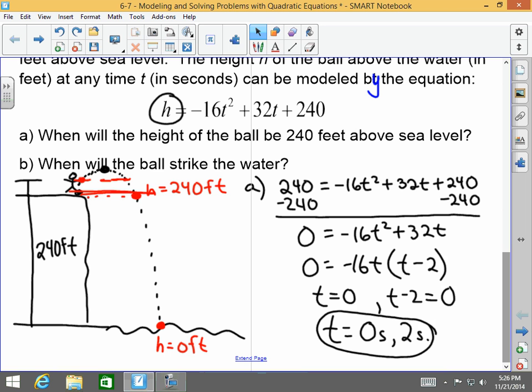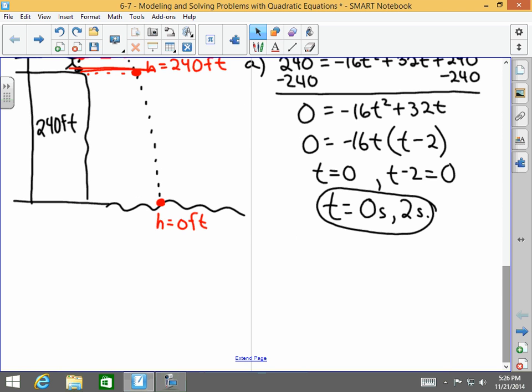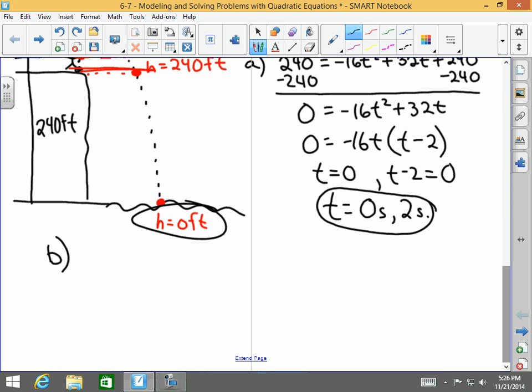B. When will the ball strike the water? Now, let's solve for that one. The height of the ball will be 0 feet when it strikes the water. So we set the height equal to 0.